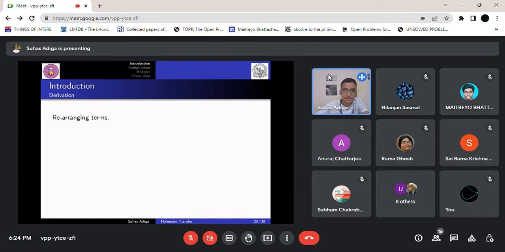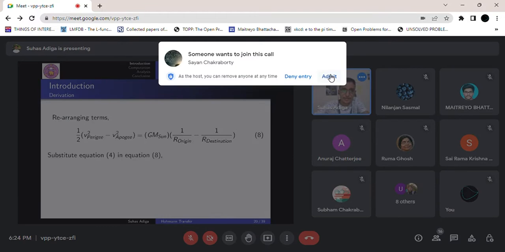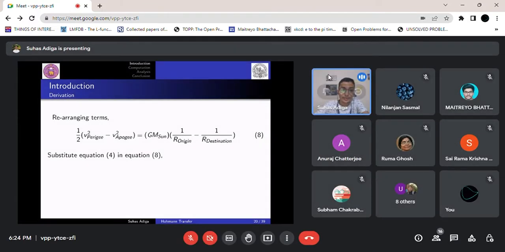So now when I rearrange the terms, I get half into v square perigee minus half into v square apogee, because half is common in both, right? And GM sun again, I can take as common, and then I get 1 by r origin minus 1 by r destination. So now what I will do, I'll substitute my equation 4 in equation 8.